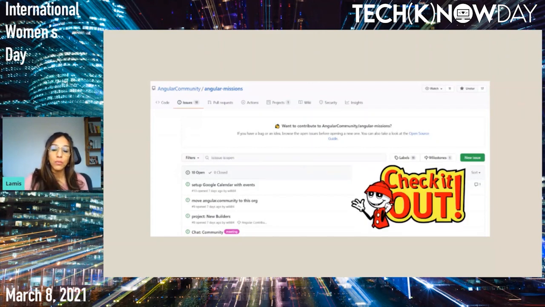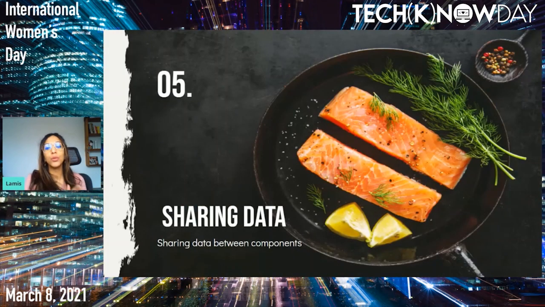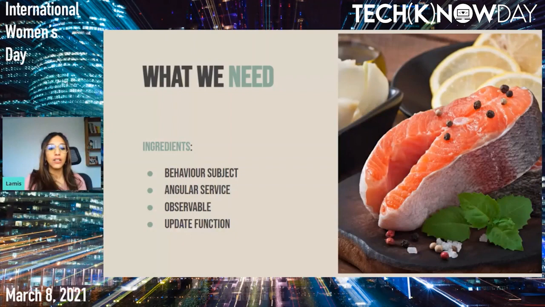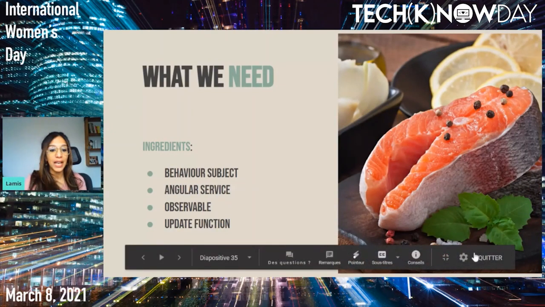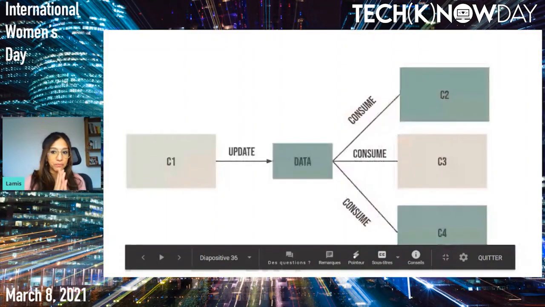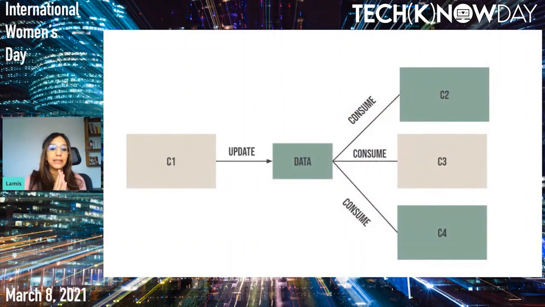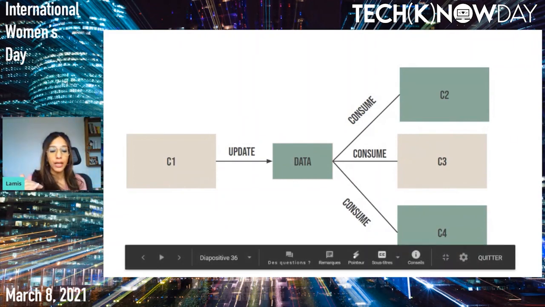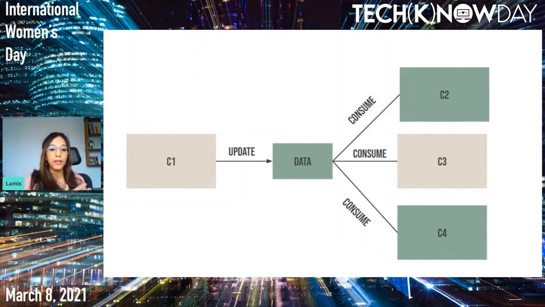Now, let's move to the next recipe, which is sharing data between components. What you will need: a BehaviorSubject, a service, an observable, and an update function. Suppose that you have many components, and you have shared data that one component updates and the others consume, or all the components update and consume at the same time.